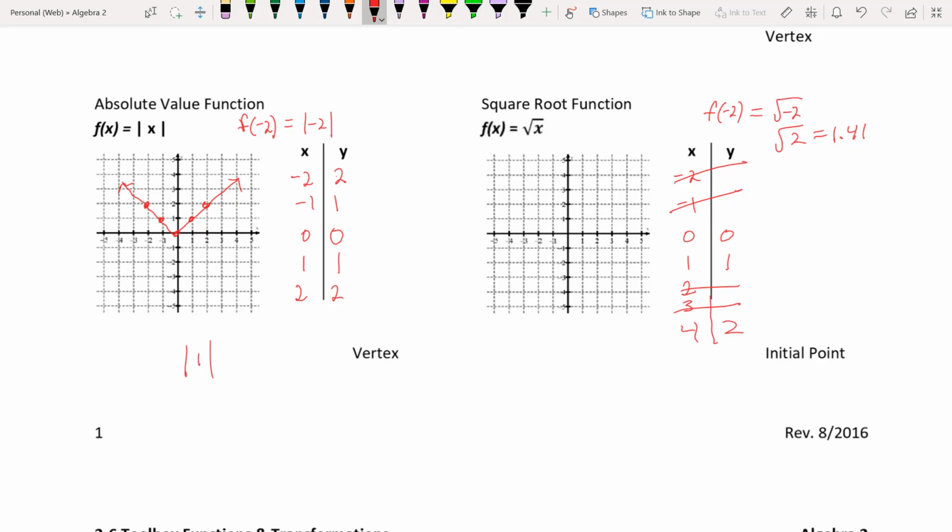And I could keep going. I wouldn't want to do 5. I wouldn't want to do 6 or 7 or 8, but I could do 9. Square root of 9 is 3, right? Okay, so sometimes it's easier to pick different numbers.